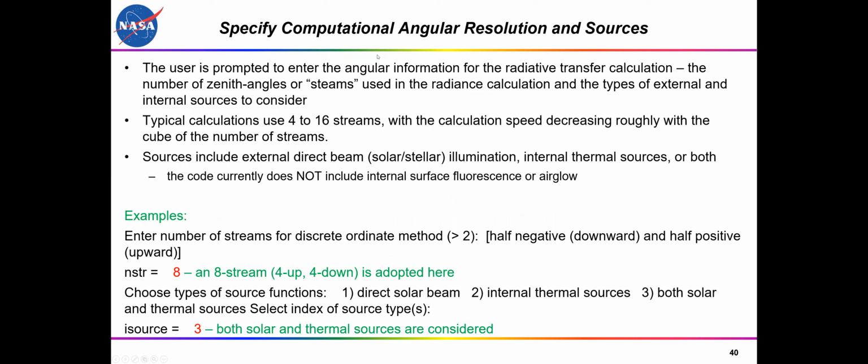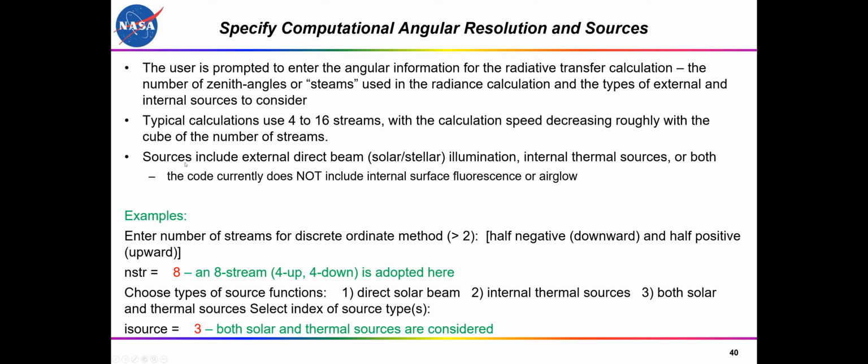You've set the code up. You've told it all about your planet. Now you need to tell it what you want to calculate for that planet. We need to know how many vertical streams we're going to use in the multiple scattering calculations. Typical calculations use, say, 4 to 16 streams, but you can use many more. We just have to redimension the code to do that. Right now, 16 streams is, I think, about all it can handle, but you can have 256 if you want.